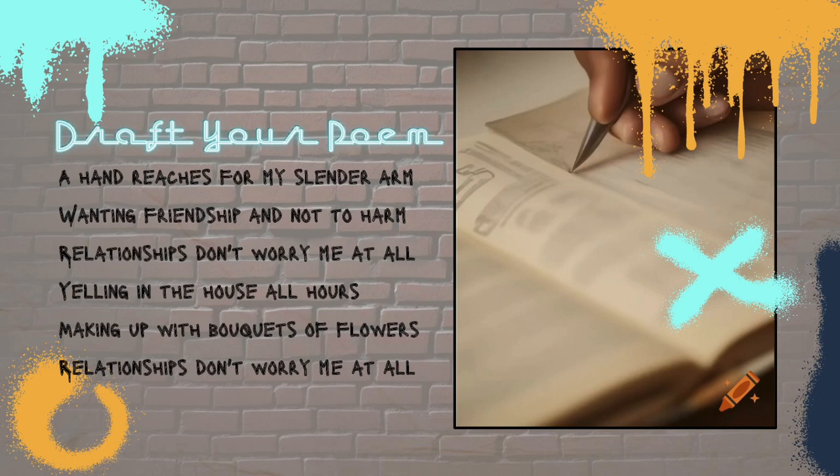Okay, so the next stage, before entering our third generator, is to write a draft of the poem. And so we have, from Miss Martha, a wonderful first draft. So here's my high school stanza first draft based on Life Doesn't Frighten Me. A hand reaches for my slender arm, wanting friendship and not to harm. Relationships don't worry me at all. Yelling in the house all hours, making up with bouquets of flowers. Relationships don't worry me at all.